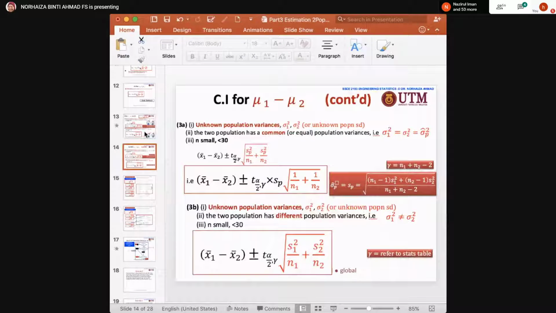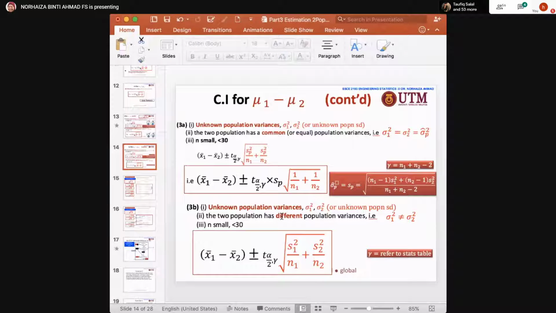Here we have unknown population variance, and you either have a common population variance or not a common population variance. That means they have different population variances. If it's common, then you need to estimate using an Sp. But since n is small, then you have a T distribution. Note that the T distribution has its own degrees of freedom. This degrees of freedom is n1 plus n2 minus 2.